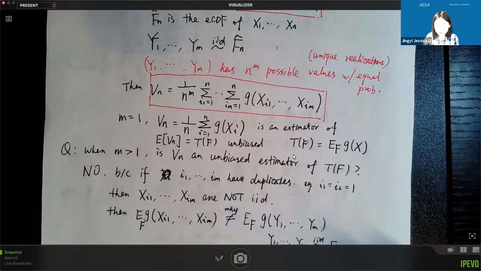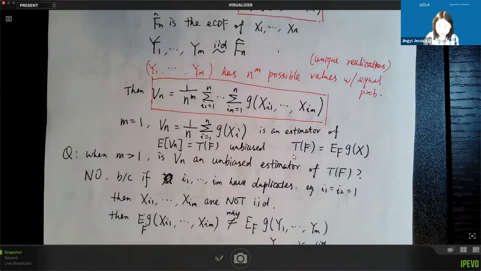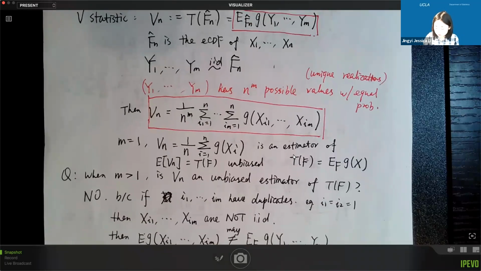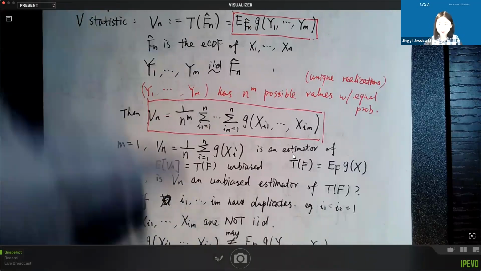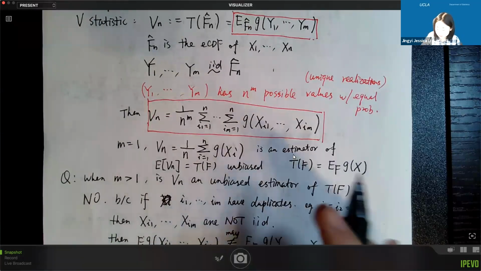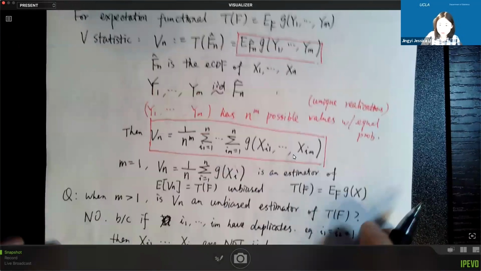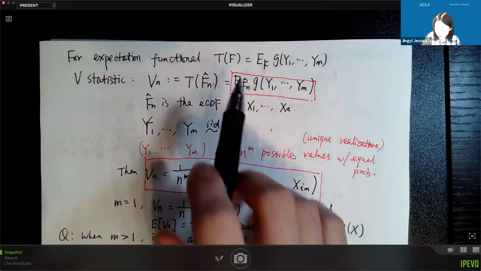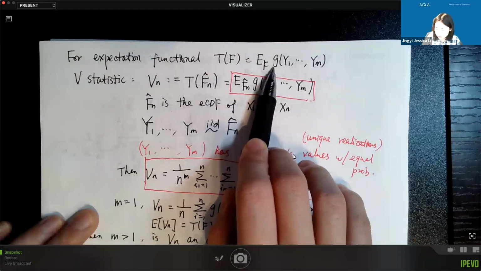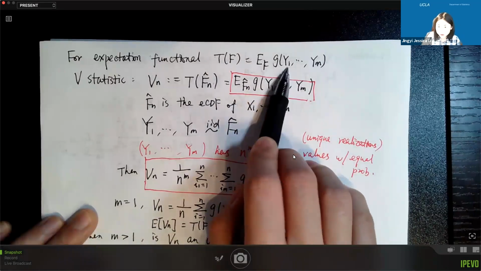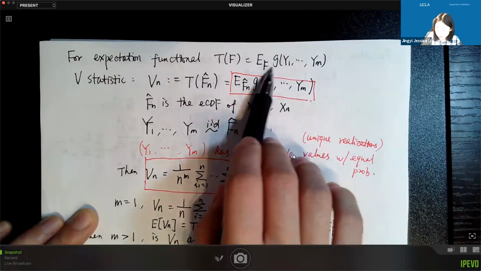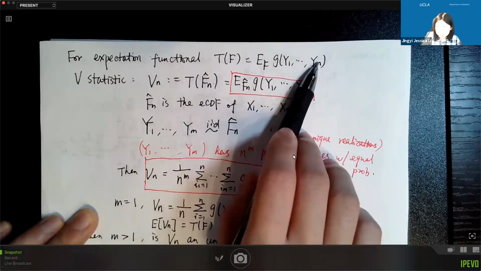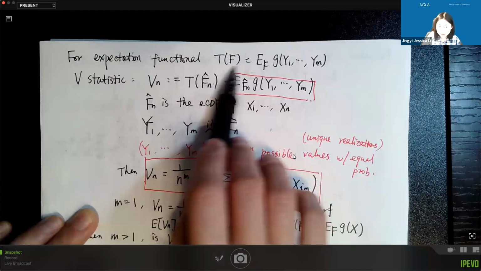All right, so last time we talked about the definition of V statistic. To recall, we started from the definition of an expectation functional. This is how we define an expectation functional. Here, y1 to ym are IID from a distribution F. Then you can regard this functional to be about some property of the distribution F.